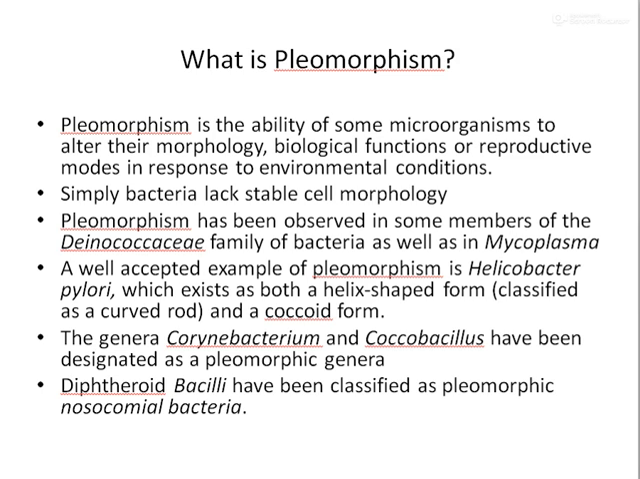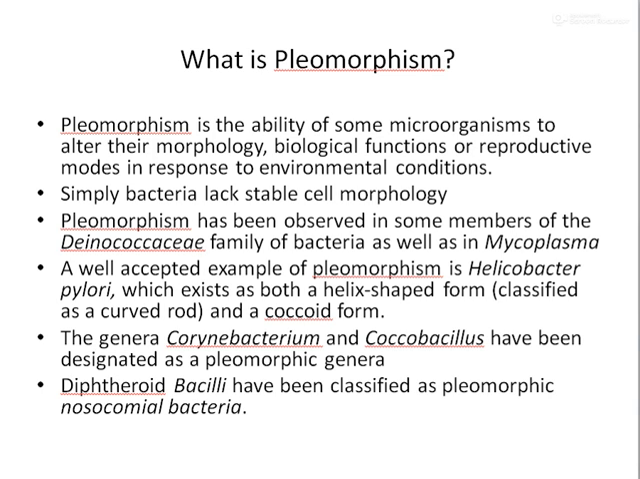And we come across different bacteria which have been found to be pleomorphic in nature. Pleomorphism is the ability of a microorganism to alter its morphology, biological functions, or reproductive modes in response to environmental conditions. It could be different factors. It could be food, or the environment in which it lives, or sometimes salt-mediated stress or something like that. Any component in the environment might change the morphology of the bacteria. Such bacteria are referred to as pleomorphic bacteria.